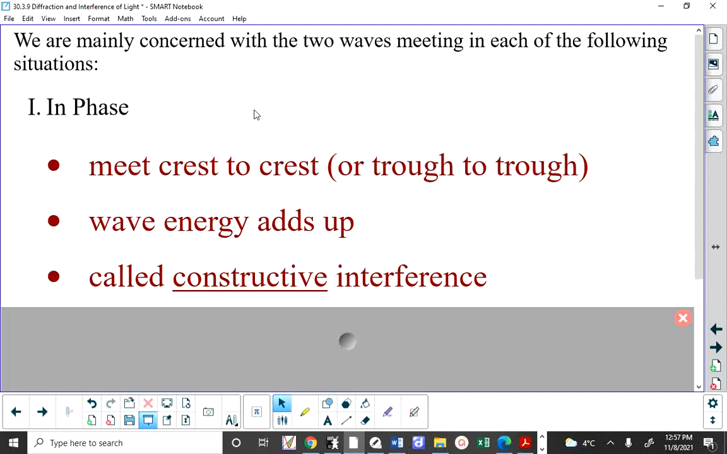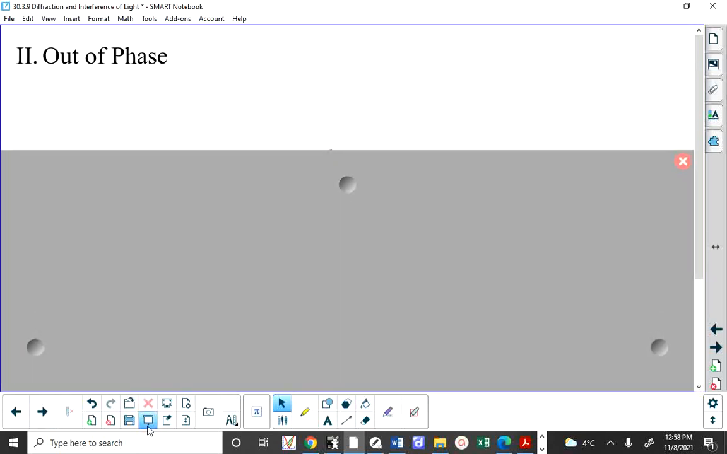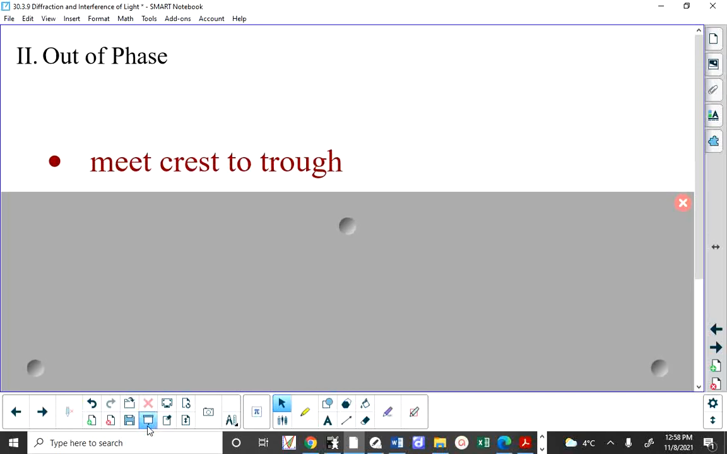The word constructive has a lot of meanings, but when you think of it in terms of, say, the word construction, which is a variation of the word constructive, construction means to build something. The wave energy gets added up. So that's what we call in phase. Out of phase, well, I think you could probably figure this out. If two waves meet out of phase, what has to happen is that the crest of one wave has to meet the trough of another wave.